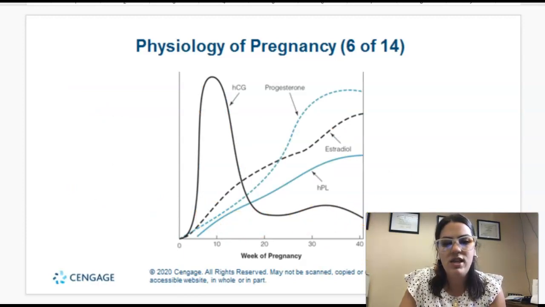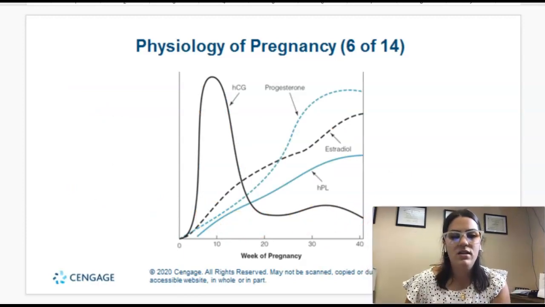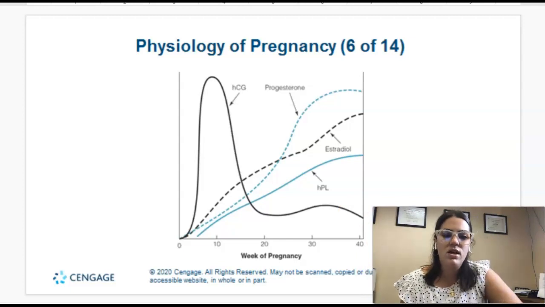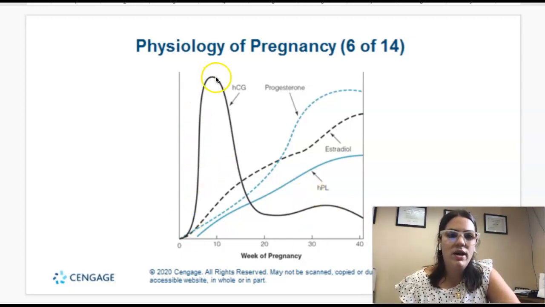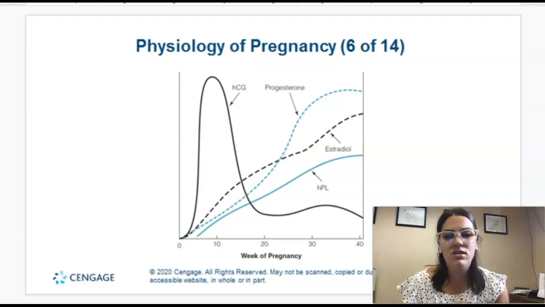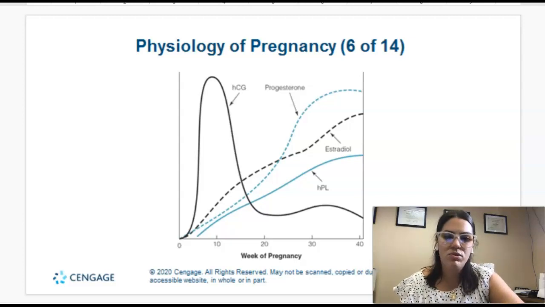Okay, and this is just a glance at the hormones involved during pregnancy. As you see, in early pregnancy, we have a spike in HCG, and that's the hormone that pregnancy tests are looking at. And again, we see the importance of progesterone during pregnancy as well.